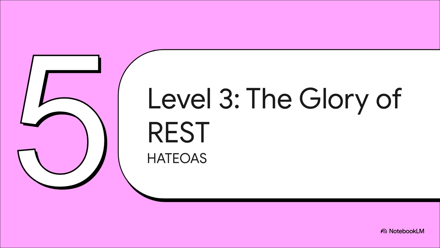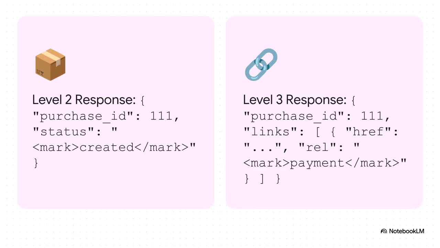Level 3 is what Roy Fielding would call truly restful. This is the glory of REST, and it introduces a powerful concept that makes APIs self-discoverable and dynamically navigable. This final level is all about a concept called HATEOAS. Now, it's a complicated name, but the idea is simple.